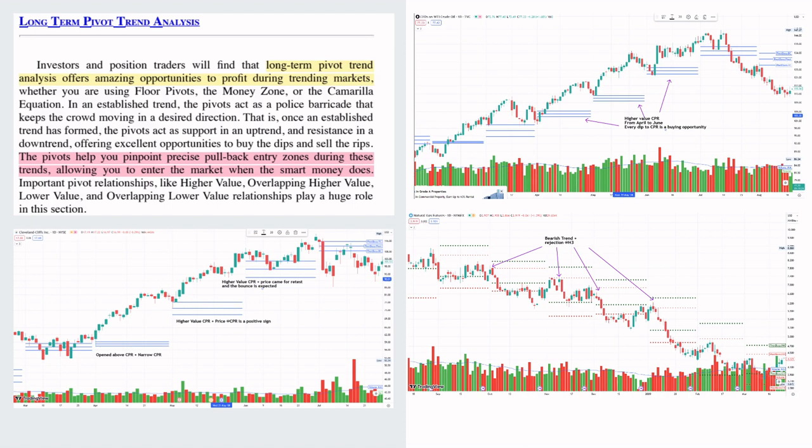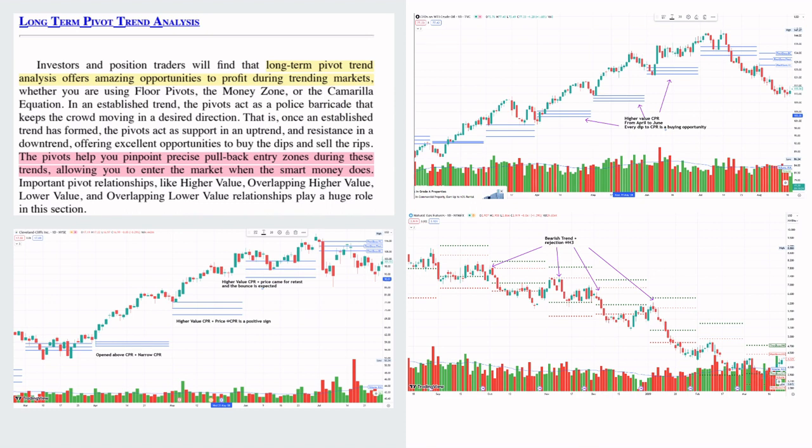Clear? So in long-term pivot trend analysis, we are going to check only long-term charts. The time frame will mostly be daily, and most of the pivots we will be using are monthly pivots. It can be CPR, it can be Camarilla, it can be value area zones, it can be VPOC zones. All these can be taken care of.